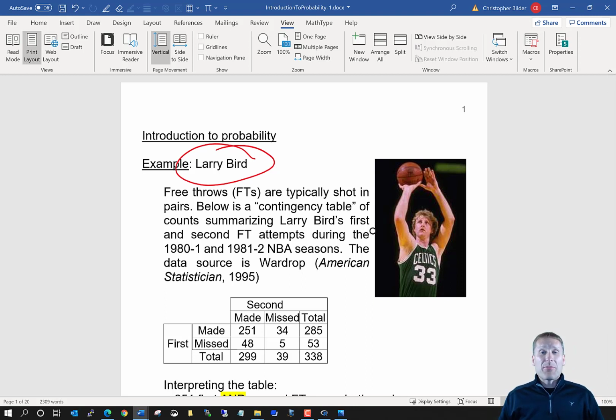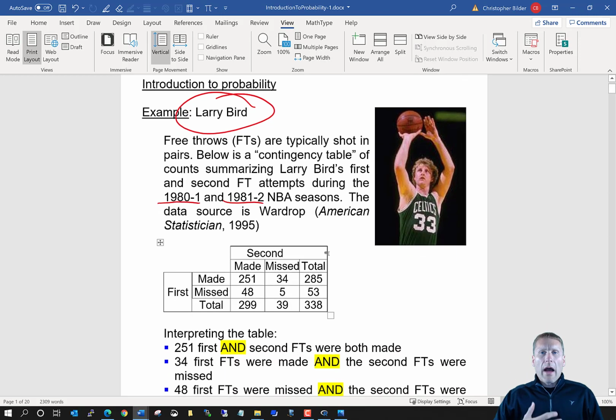Bird. He played for the Boston Celtics in the 1980s and into the early 90s, and is generally considered to be one of the best basketball players ever. Now, one of the things that he was really good at was free throw shooting. And so what we have here is information from two different NBA seasons in terms of how good he was at shooting free throws. Now, if you're not familiar with a free throw in basketball, that's okay.